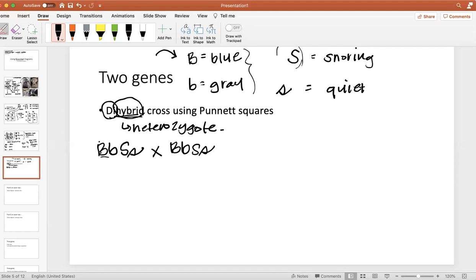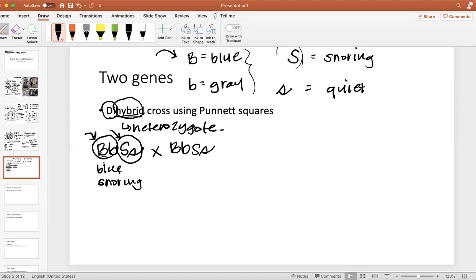You can see that this would be a blue snoring beast, because even though this is heterozygous, this blue is covering up the gray, right? And even though this is heterozygous, this snoring is covering up the quiet. Now, how on earth would you set this up?